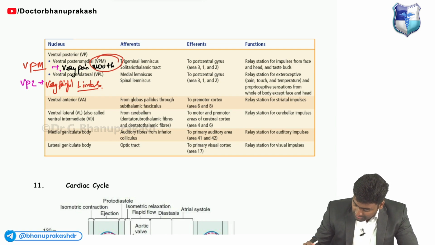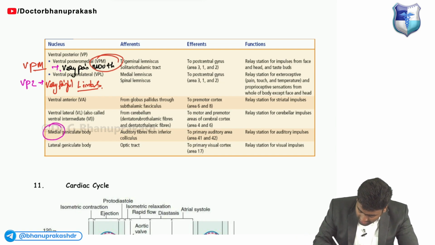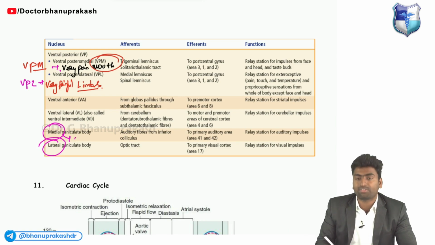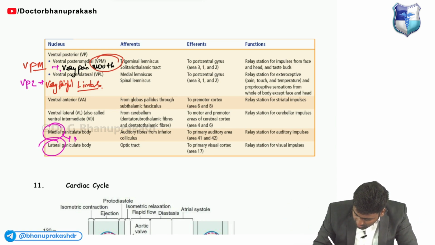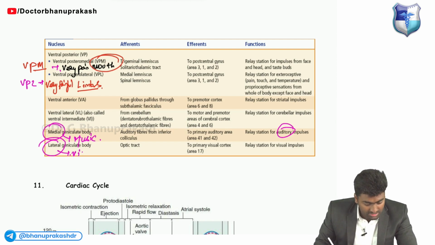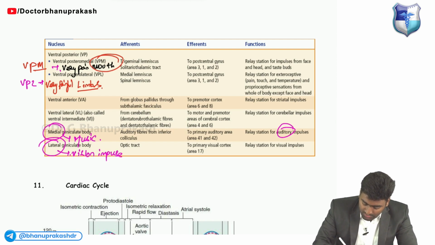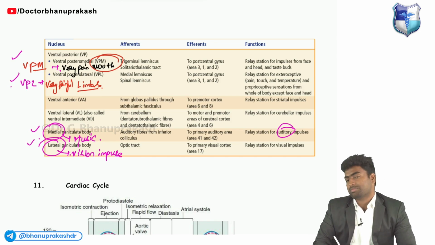फिर उसके बाद आगे बढ़ते हैं. Then you need to know these two, medial and the lateral. So याद रखना, like medial for music. So music के लिए तो सुनना. So remember this medial one, it is for what? Is for music. So for auditory impulses it is the medial geniculate body, whereas this lateral geniculate body is for the vision impulse. Okay, just remember these four for the thalamus part, then it will be done.